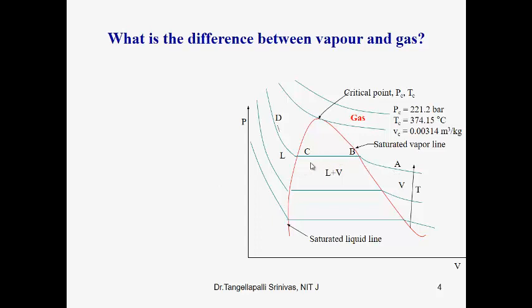We can see the series of isothermal lines in this PV diagram. Below the critical point, the shape of the isotherms is different, and above the critical point, the shape of the isotherms is continuous. Now, let us consider an isotherm below the critical point.